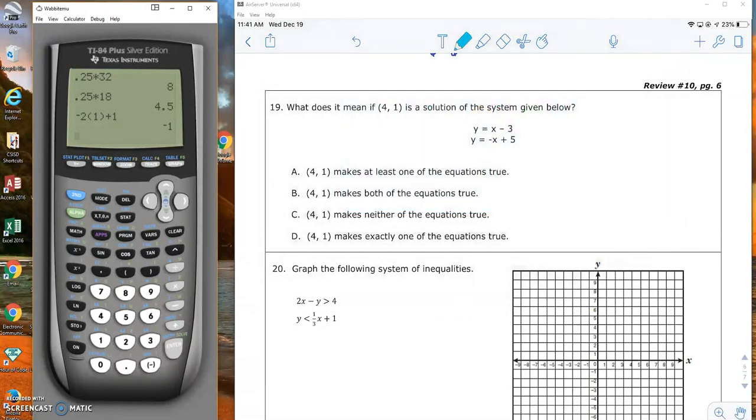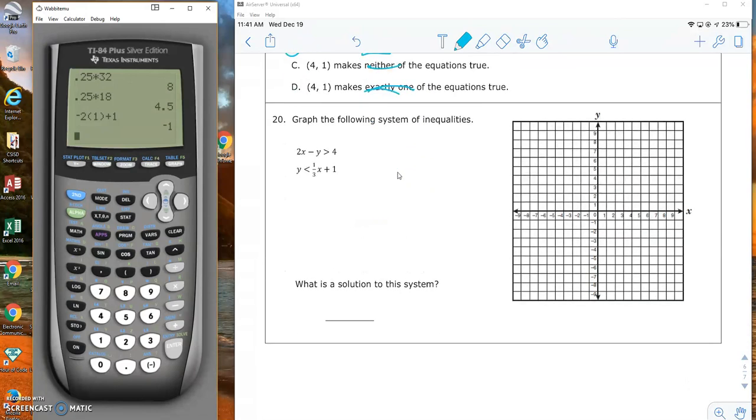2 more problems. 19 says, what does it mean if 4,1 is a solution to the system? If it is a solution, remember it has to be true in both of the equations. So not at least one, it has to be both. Not neither, not exactly one, but it has to be both of the solutions, or both of the equations. So on this problem tomorrow, you're just looking for the one that says both.